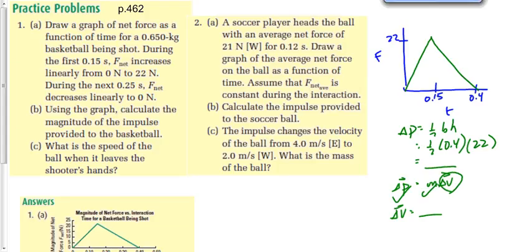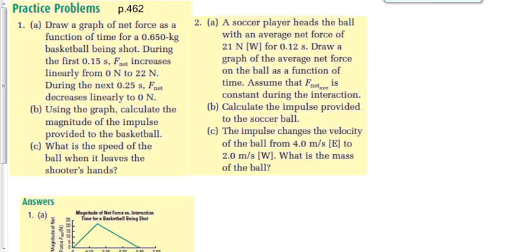All right, let's have a look at number 2 then. A soccer player heads the ball with an average force of 21 newtons west for 0.12 seconds. Draw a force versus time graph. Here's our force versus time graph. 21 newtons for 0.12 seconds. It's the same force for the entire trip. What's the impulse?